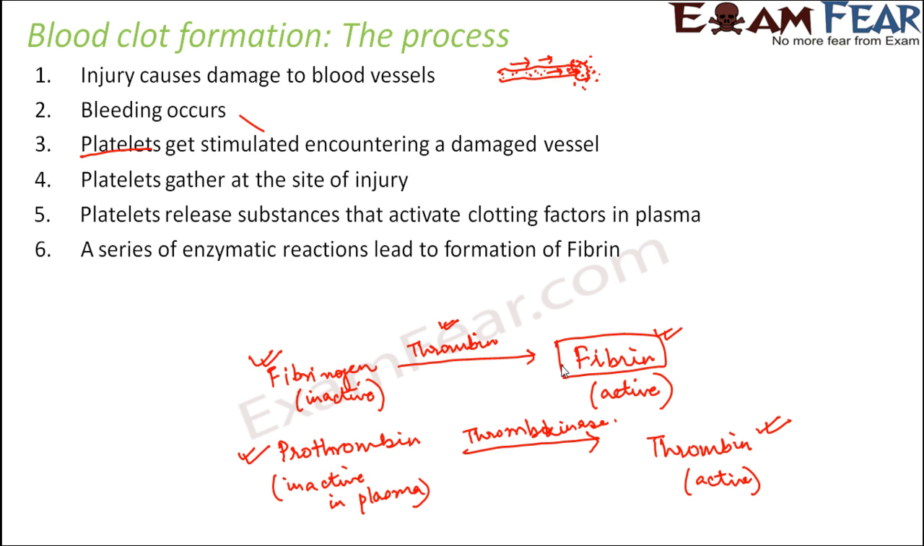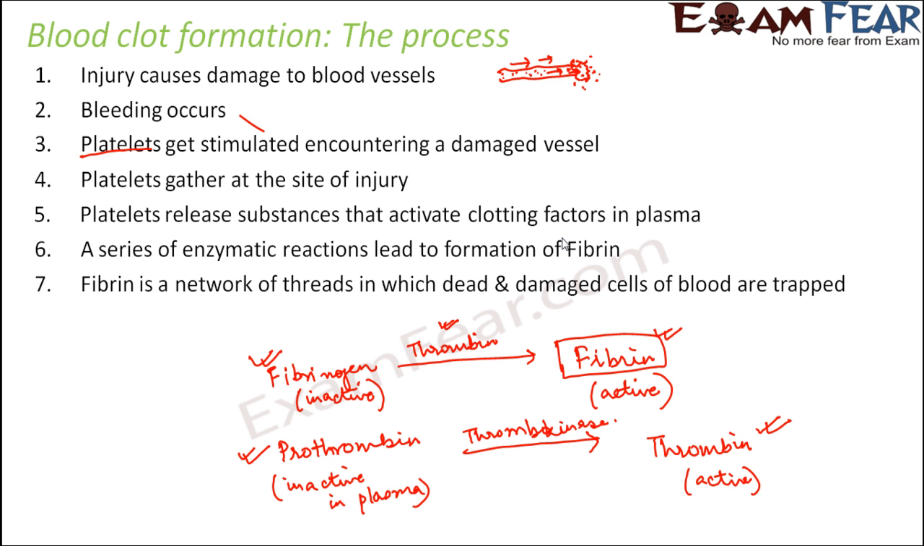Now what happens? A series of enzymatic reactions lead to the formation of fibrin, and fibrin is the most important thing as far as the structure of the clot is concerned. Fibrin is nothing but a network of threads in which dead and damaged cells of blood are trapped. Now, when the blood vessel gets injured, there will be many dead cells and damaged cells involved.